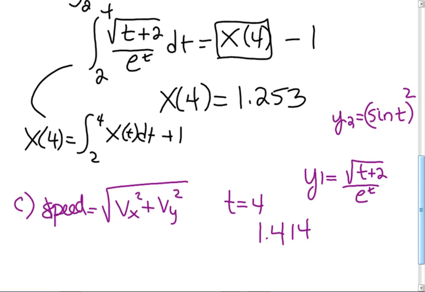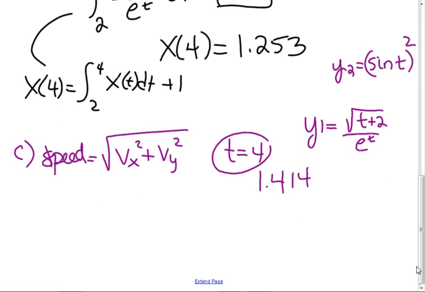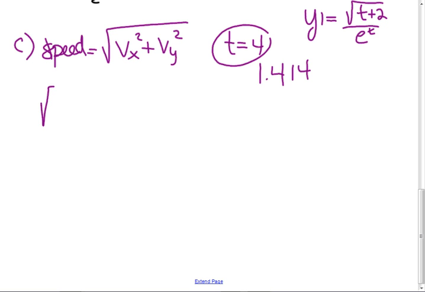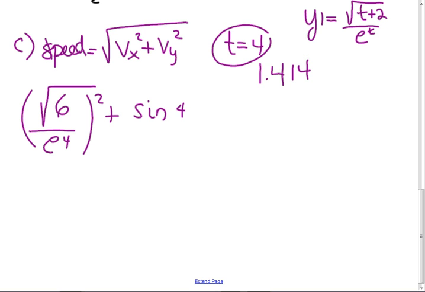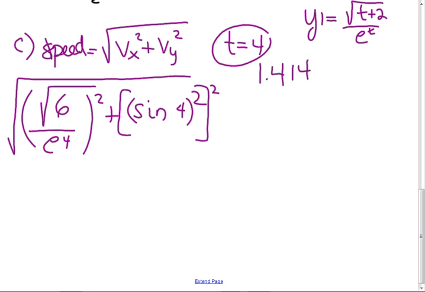1.414. That's the square root of 2. Yeah, it's t equal to 4. So put 4 in here and 4 in there. Could you have an exact answer? Yeah, I could do the square root of 6 over e to the 4th squared plus the sine of 4 squared, and it's the square root of that. That should give me full credit. Yes, thank you. I thought I had it, but I didn't.